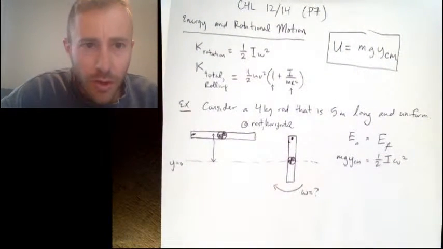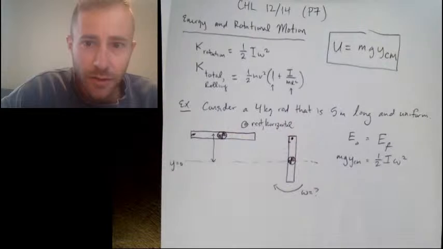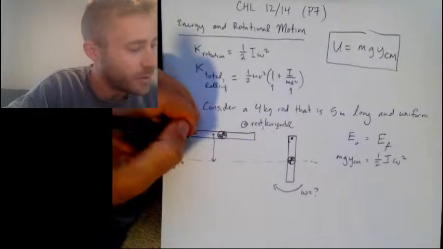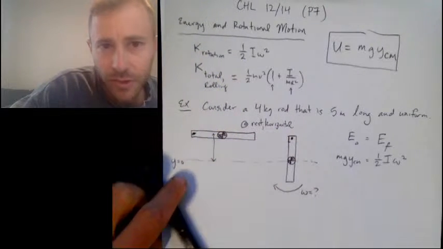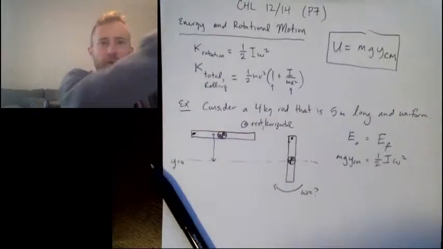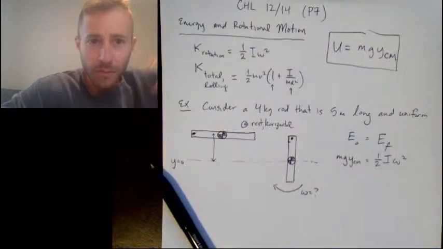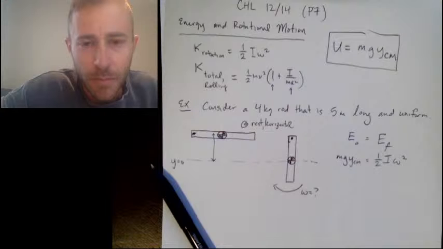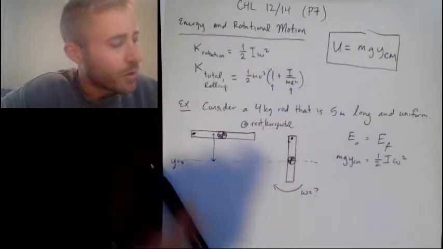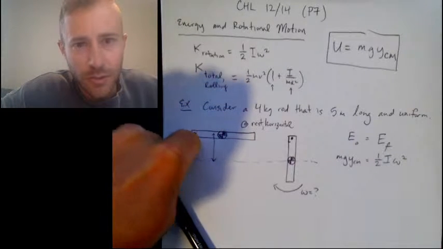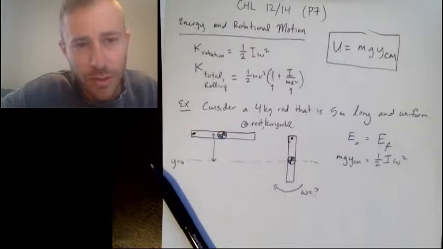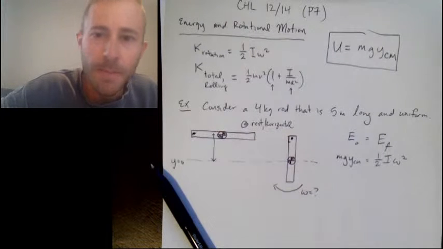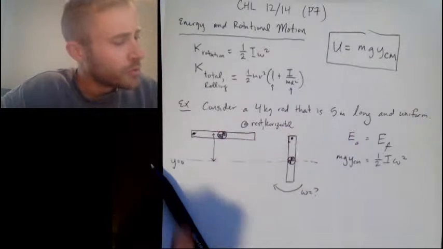How come we don't have translational kinetic energy? It's because the rod is pinned. Something only has translational kinetic energy if it's free to go from point A to point B, however far away point B is. But this rod is obviously limited in its motion, so it's going to have only rotational kinetic energy because it's pinned.